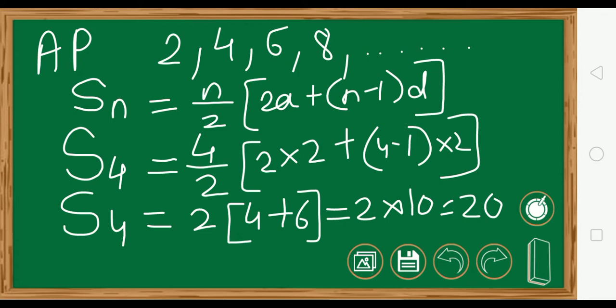Suppose, when I say, you know, orally you did it for 4. If I ask you to find S of, say, 35, the first 35 terms, very simple. Now wherever n is, put 35, a will be 2, d will be 2. Calculate and get the answer. So this is your formula for finding the sum of the first n terms.